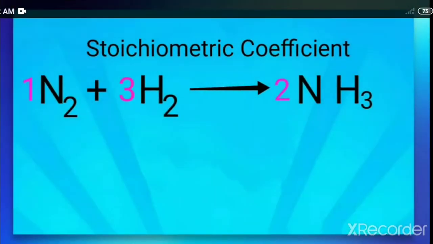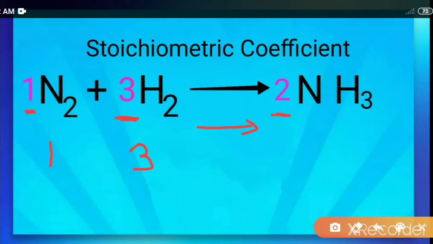Let us discuss what a stoichiometric coefficient is. In the same example, nitrogen and hydrogen combine to form ammonia. But look at that, when you balance it, you can find that one nitrogen molecule combines with 3 hydrogen molecules. So the stoichiometric coefficient of the nitrogen molecule is 1 here. The stoichiometric coefficient of the hydrogen molecule is 3, and it gives rise to 2 molecules of ammonia. That means 2 is the stoichiometric coefficient of ammonia.